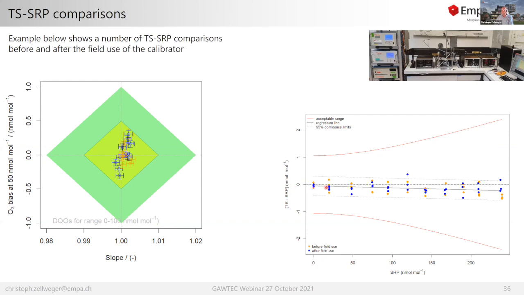And this is usually 3-4 months later when I go to a GAW station, because it's shipping. There are some parallel measurements at the GAW station, so it takes quite some time. And you see this is really stable. It's not really changing very much. And also the comparison between traveling standards and SRP, they are well within half of the data quality objective that we have for ozone measurements in the GAW program.